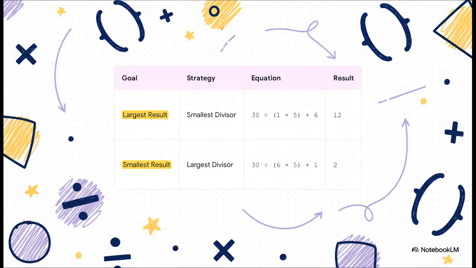Okay, so here's the challenge. We're using the numbers 1, 5, and 6 to get the largest and smallest possible results from this equation. So, for the largest result, we need the smallest divisor. We'll put 1 and 5 inside the parentheses to get 5. 30 divided by 5 is 6, and then we add our leftover number, which is 6, to get 12. Not bad. Now for the smallest result, we need the biggest divisor. So we'll put 6 and 5 in the parentheses to get 30. 30 divided by 30 is just 1, and we add our last number, 1, to get a final result of 2.